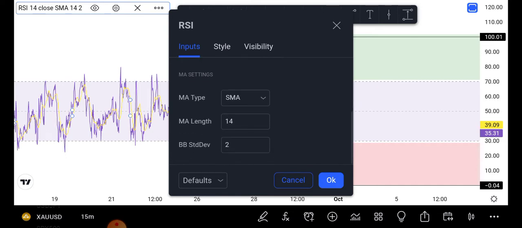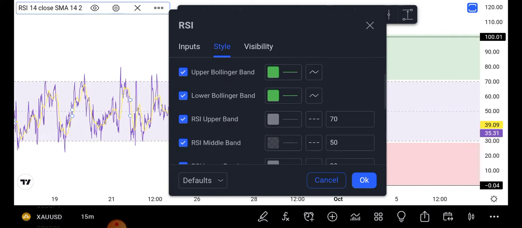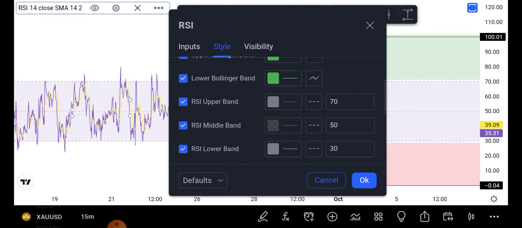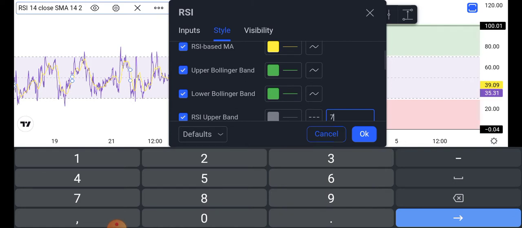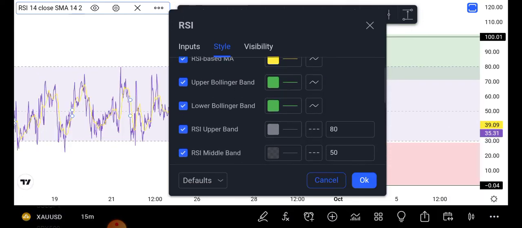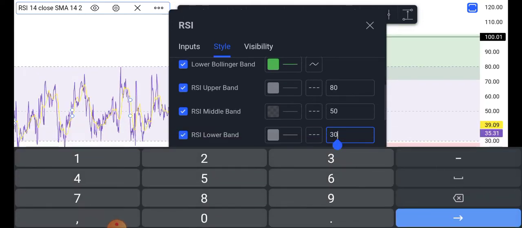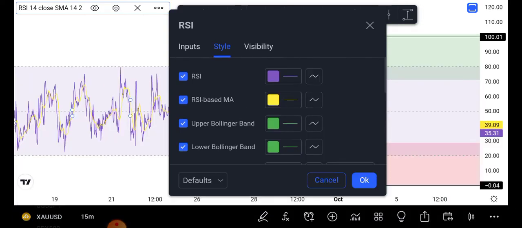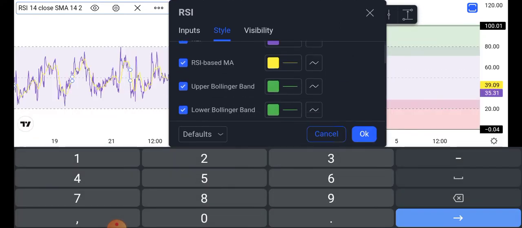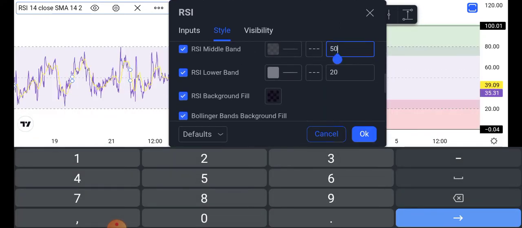I think I was able to set it previously. Okay, so the upper band is for the overbought. Anything above the upper band, here it was 70. As for my own use, I like setting it to 80. Anything above the upper band is the overbought, and anything below the lower band is the oversold. For my use, I like setting it to 20, while the middle band is the equilibrium. Middle band shows what? Equilibrium in price.